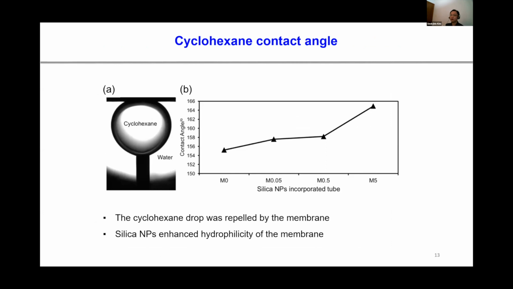So before doing membrane testing, we measured the contact angle of the membrane. The oil contact angle was measured to investigate the wettability, hydrophilicity of the membrane at room temperature and atmospheric pressure. Silicon nanoparticles increased the contact angle between the oil droplet and membrane surface, indicating silicon nanoparticles increased the hydrophilicity of the membrane. From M0 to M5, the oil contact angle increased from around 155 to 165.